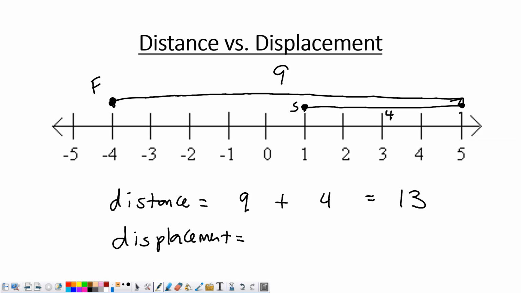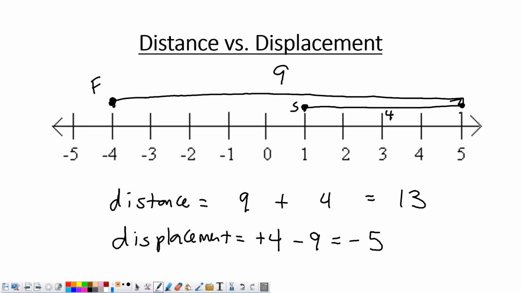Okay? So how far did I move at first? 4. I moved 4 at first, and was that in a positive direction or a negative? And then what did I do? I went 9, but to the left, so what am I going to write? And that gives me this. So that number there is what we call displacement.